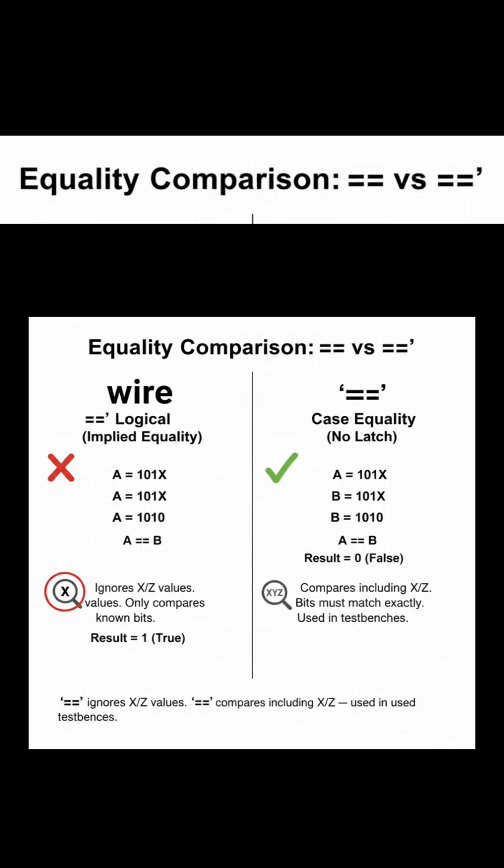Here's another question. What's the difference between case equality and logical equality? Logical equality ignores X and Z values. But case equality checks even X and Z. That's why logical equality is more for test benches.